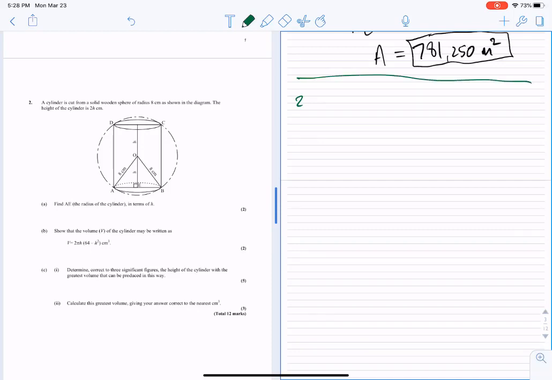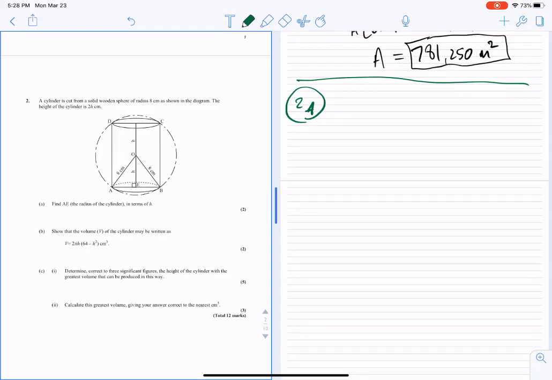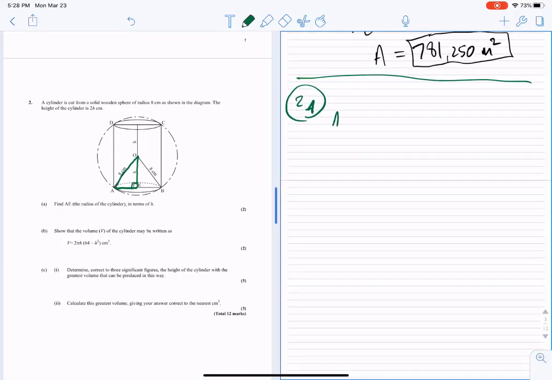A cylinder is cut from a solid wooden sphere of radius 8 centimeters as shown in this diagram. The height of the cylinder is 2h centimeters. Find AE, the radius of the cylinder, in terms of h. This is part A. If I look over here, AE is right here at the bottom. So that's the radius of the circle on the bottom. But what I also notice is this is a right triangle, okay?